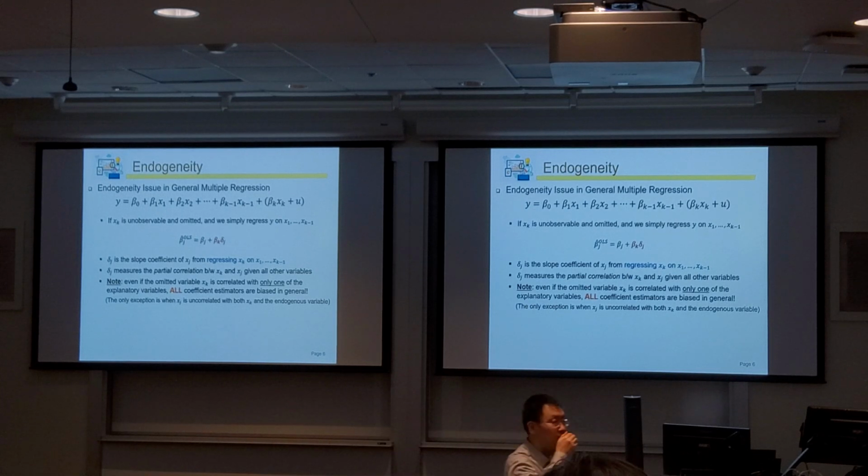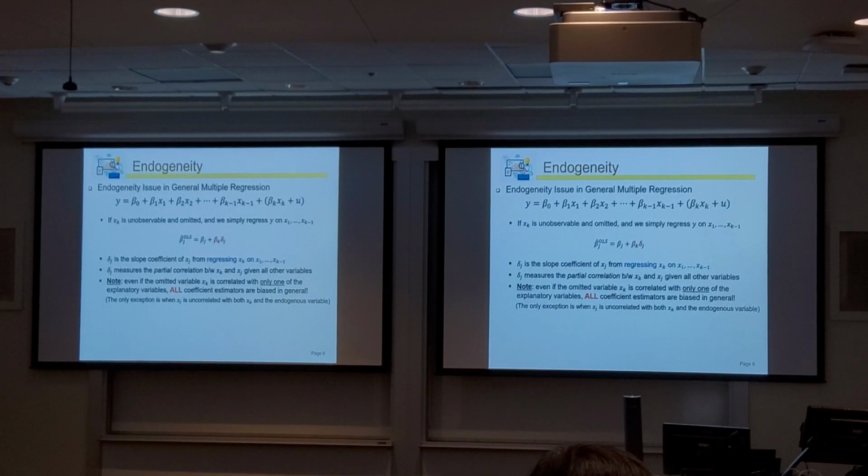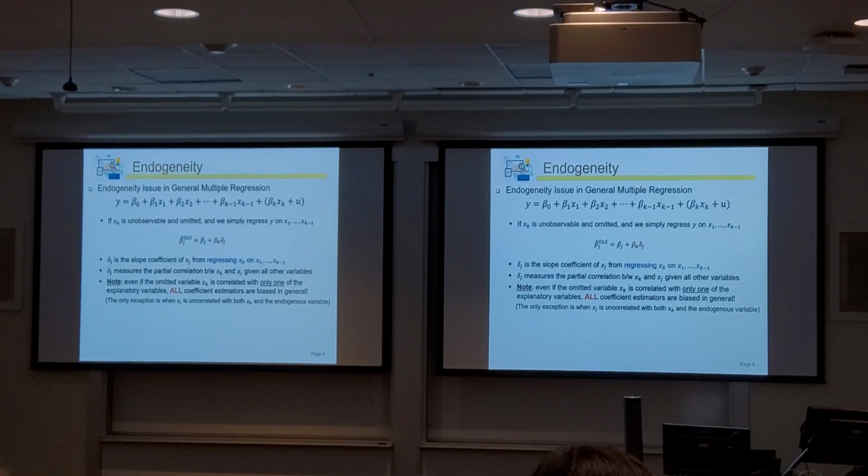I'm a little confused since the variable is omitted, how can you regress it on all the other variables? We don't have that information, right? Yeah, so that's why you will never really know how much the bias is. This is just hypothetical, right? Just to help you reason about the direction of the bias. But how would you find that if you don't have the data? Yeah, you can't. That's why it's theoretical.